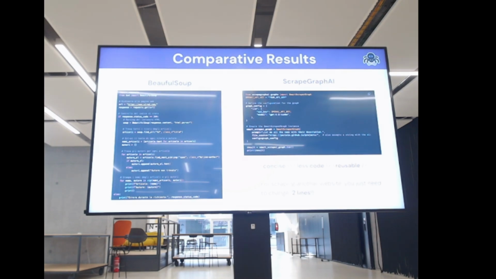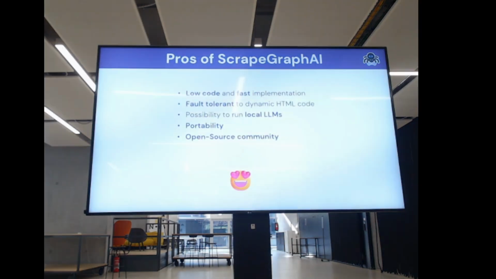If you want to change website, you just need to change the source, and you need to specify a graph configuration, where you can input the name of the large language models you want to use. For example, if you want to use GPT-4 or GPT-3.5, you can just put it in the graph configuration. And if you want to change it, you just need to change one line, and it will use another large language model. Yeah, this is it.